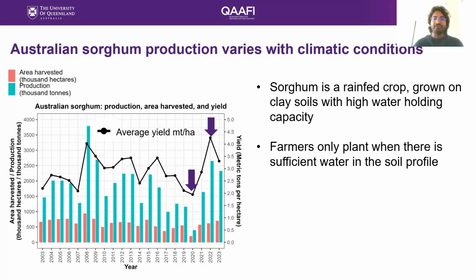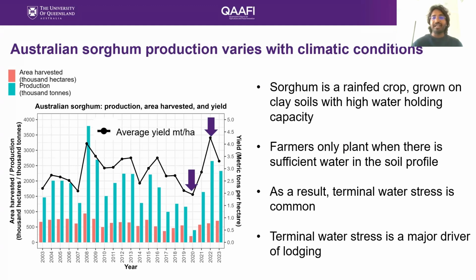Sorghum is a rain-fed crop grown on clay soils with high water holding capacity. Farmers usually plant only when enough water has accumulated in the soil profile. If rainfall is limited later in the season, the crop runs out of water during the grain filling stage. This late-season stress is called terminal water stress. It is a major driver of lodging.